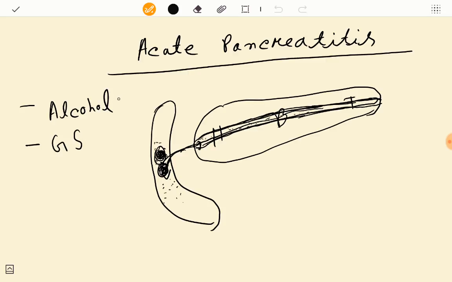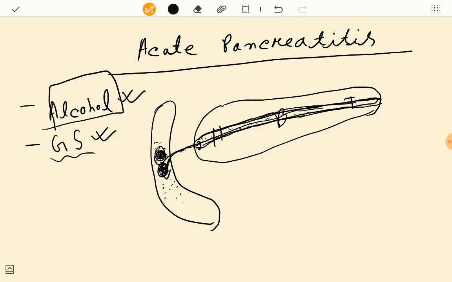For the Western world, alcohol is the major cause. For developing countries like Bangladesh, India, or Pakistan, gallstone is the major cause. So, what happens if we consume too much alcohol?